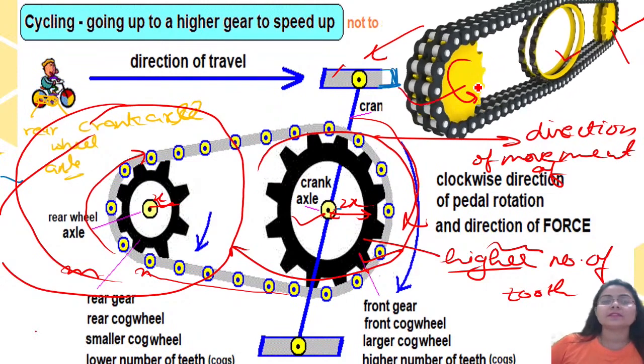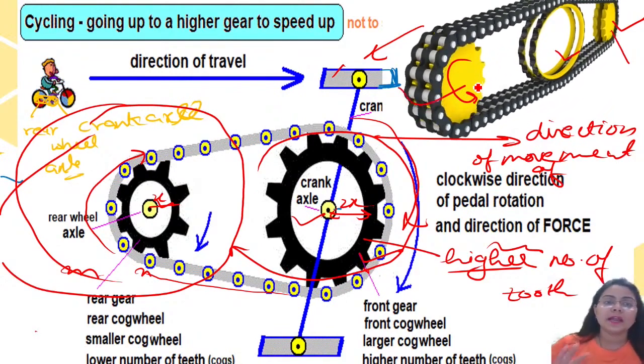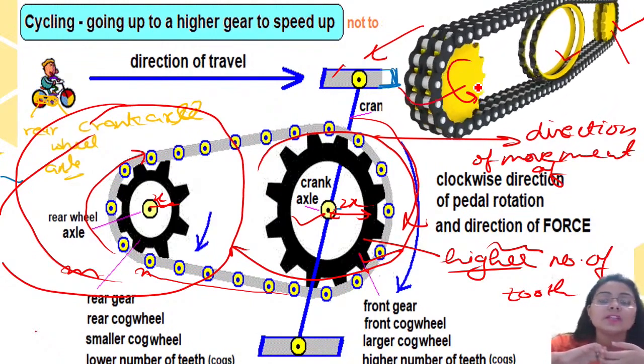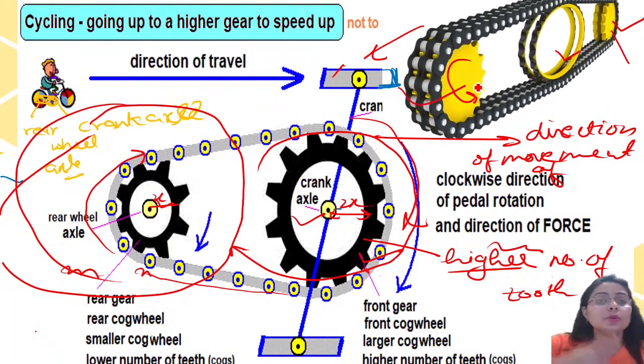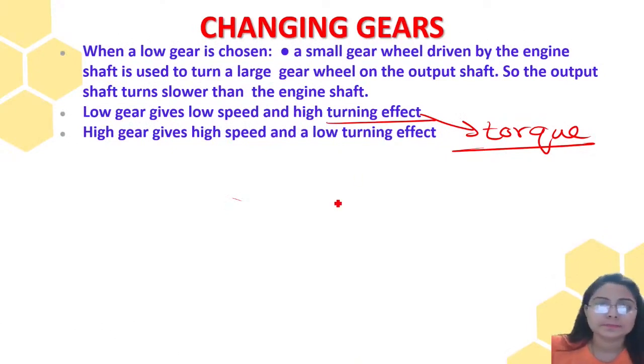In this, the gear system works with the help of a chain. So you cannot say that the teeth are hinged together. No, in the case of a bicycle, the teeth are not hinged together, they are connected with the help of a chain. So the chain is rotating them. You can pick one more example. I'll show you at this place.